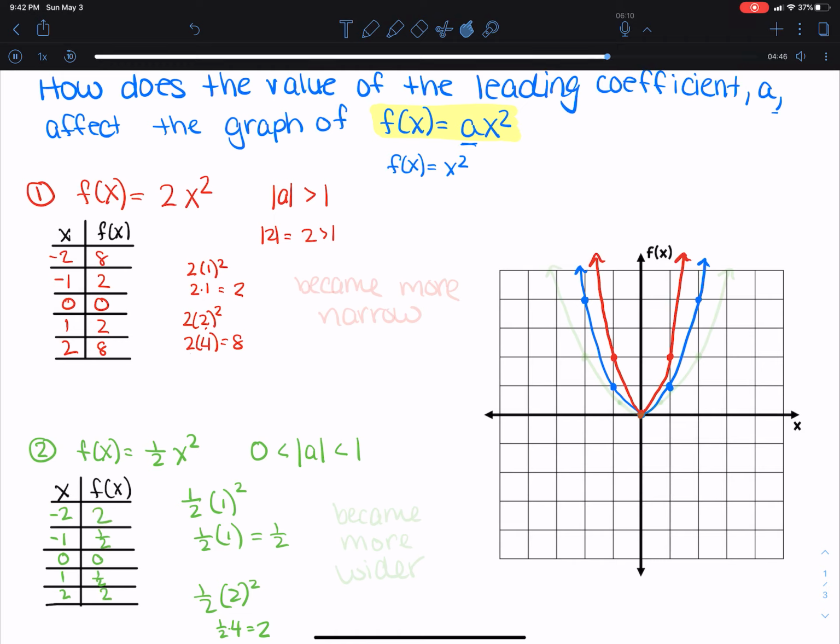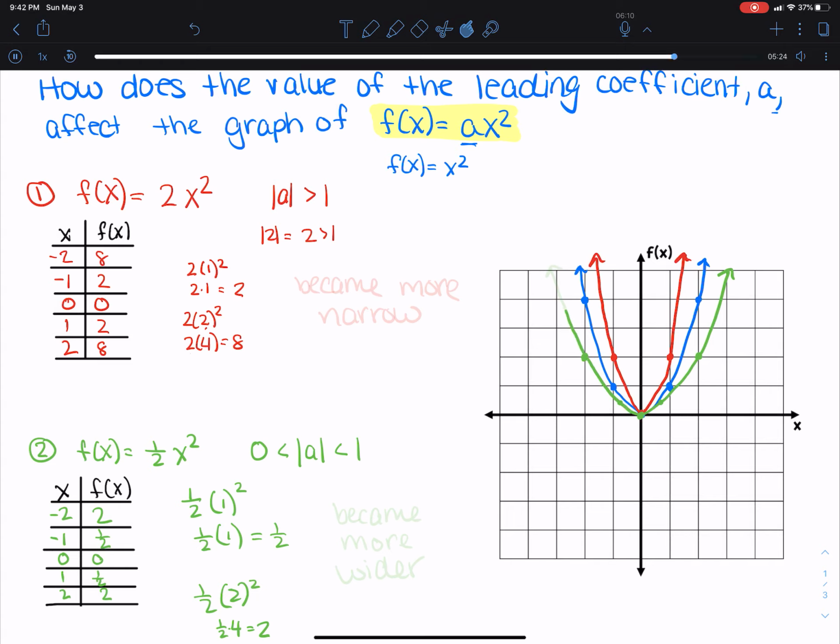All right, so I'm going to graph. Again, I'm doing this right on top of this graph. So my vertex is at 0, 0. When my x is 1, my y is 1/2, so it's about right here, and it's going to be about right here on the left. Now when my x is 2, my y is 2, so right here. All right, so we're going to graph out this way.